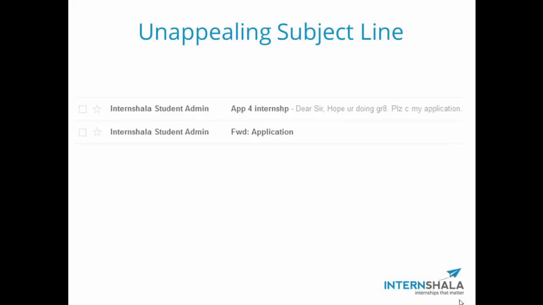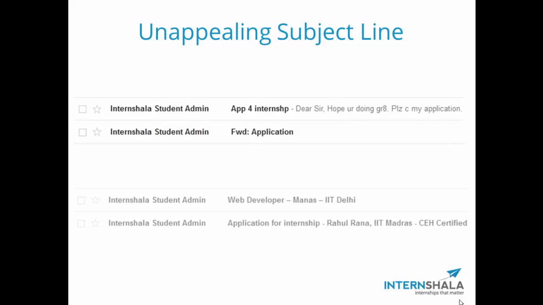The next mistake that students usually make is an unappealing subject line of the email. You might wonder why the subject line is so important in an email. The reason is it is used to filter out irrelevant messages. Your employer won't read your email if the subject line does not catch his attention. Often students use "hi" or "resume" or "application for internship", which does not stand out among hundreds of similar emails an employer may receive in a day.